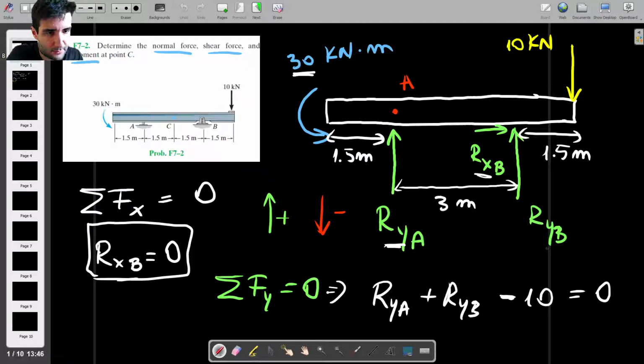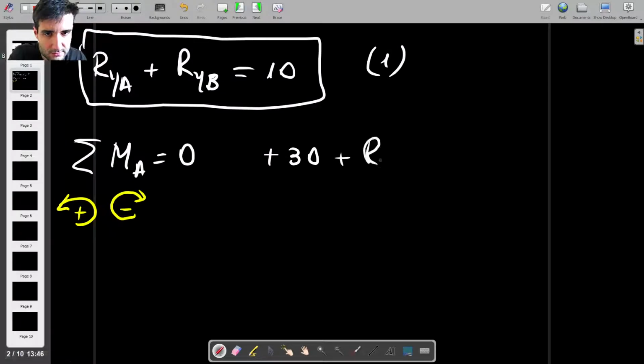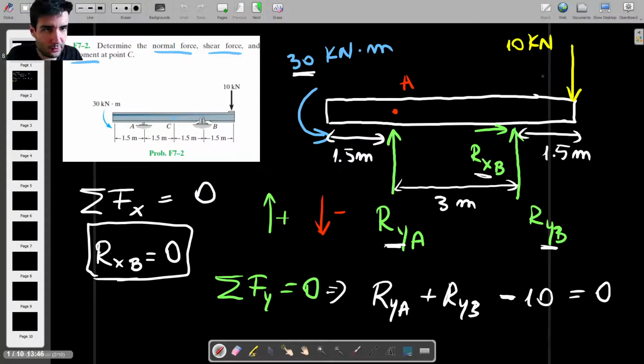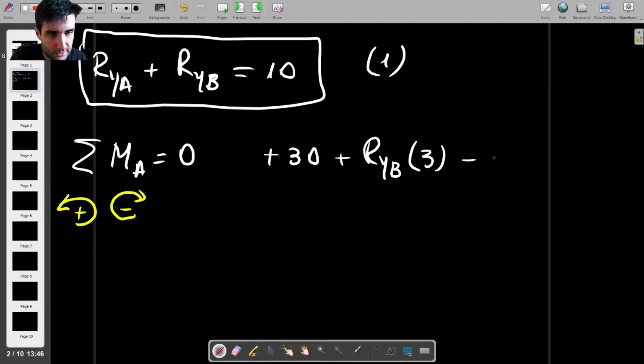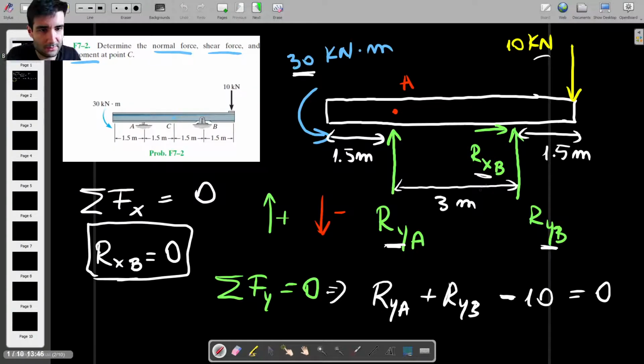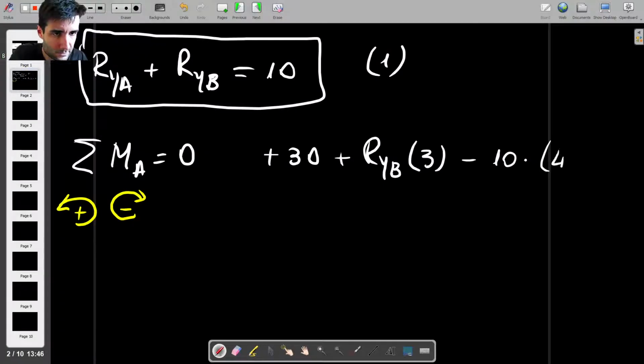And then we have the moment due to this RYB, which is also counterclockwise. So that is plus RYB multiplied by the moment arm, which is 3, like that. And then we have this force, which is acting downwards, and that produces a clockwise moment about A. Okay, so that's going to be minus 10 times, and the distance from A to this force is 4.5 meters. So we have times 4.5 equals 0.